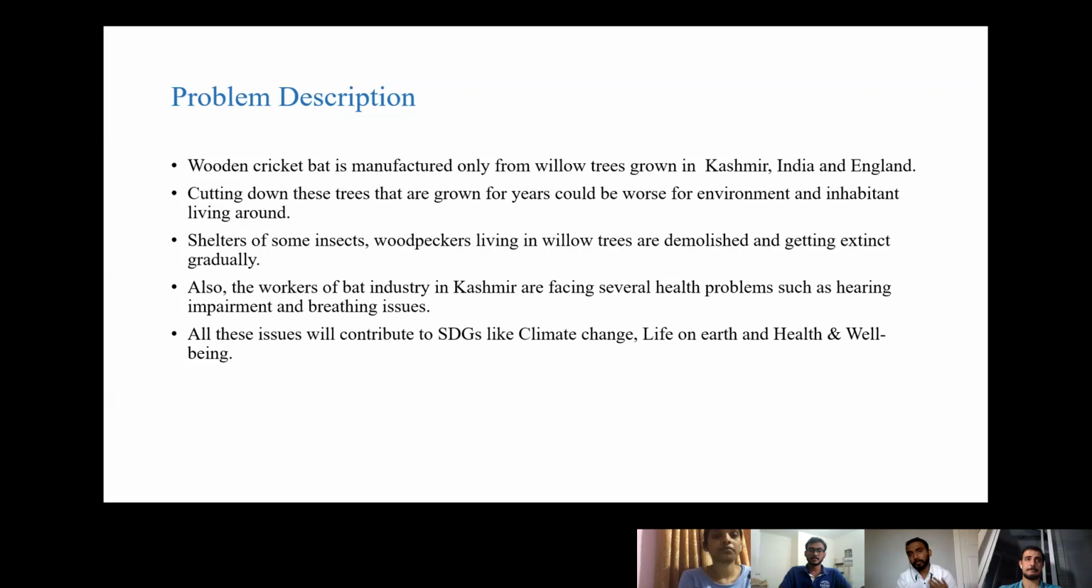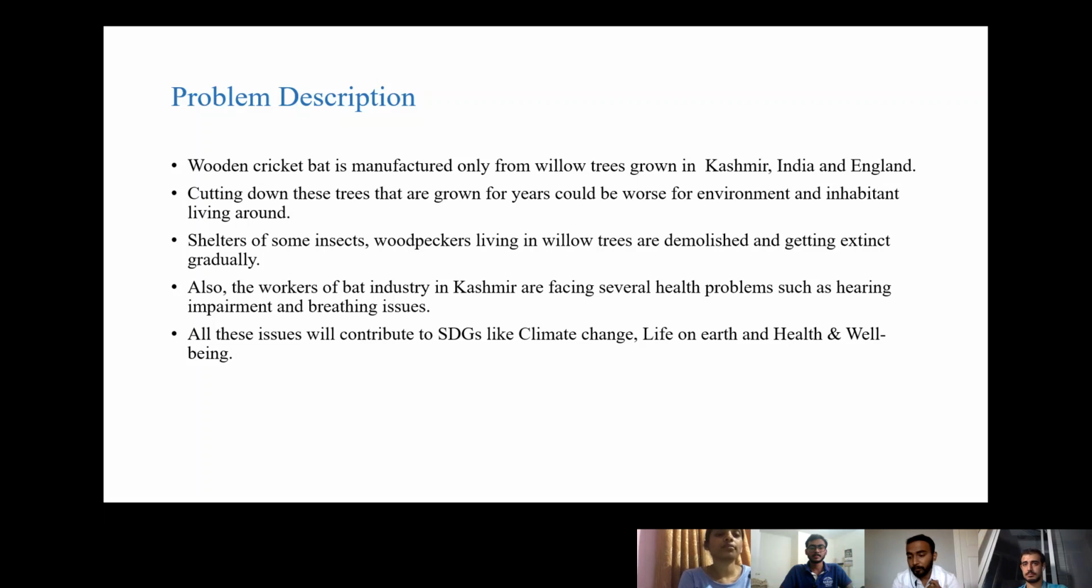Actually, the bat and balls are being made of willow wood trees, which are grown and made in factories in Kashmir or England. It causes two problems. First of all, the shelters of various birds and insects like woodpeckers are being demolished and they are getting extinct gradually.